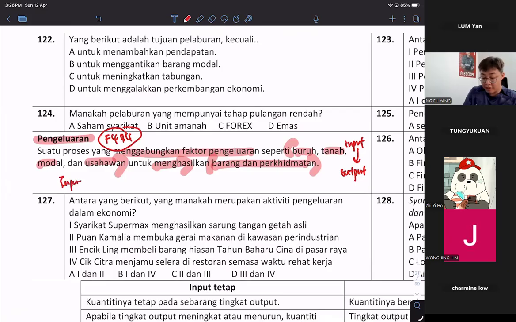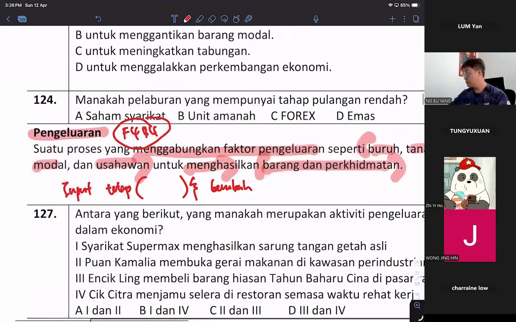Kaiham, this morning already mentioned, Jinhin. Atika, input tetap and input berubah. What's input tetap? Tanah, modal, buruh, usahawan. Input tetap. Tanah and what? Tanah and modal. Very good.